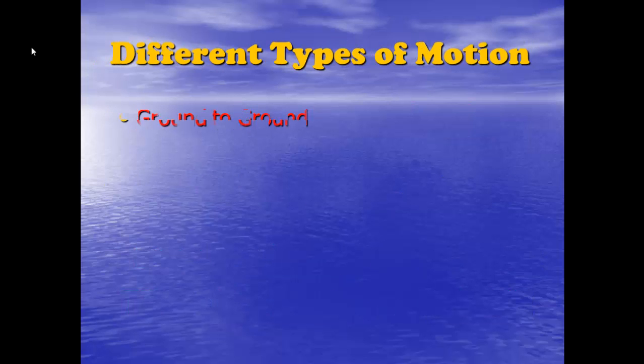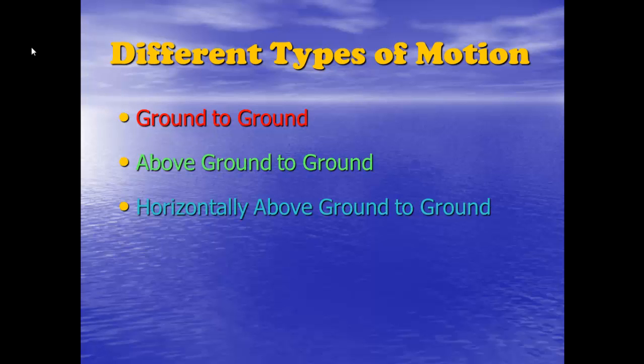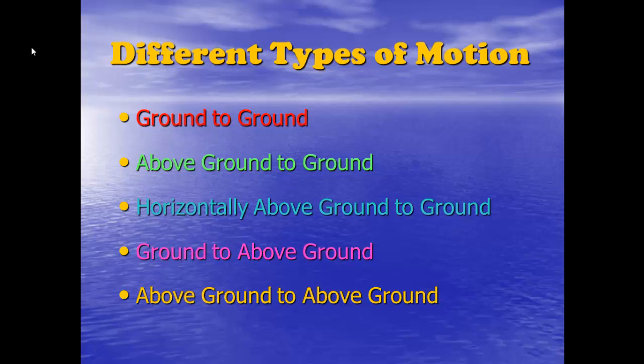One of the things that we do neglect is spin. The different types of motion that you'll need to consider are ground to ground, above ground to ground, horizontally to ground, ground to above ground, and above ground to above ground. Now it doesn't really matter, you're looking at 5 different examples there. Really there's only one particular process that you'll use. The difference is that we talk about a positive vertical displacement or a negative vertical displacement. So all of those different examples use the same formula, the same process.